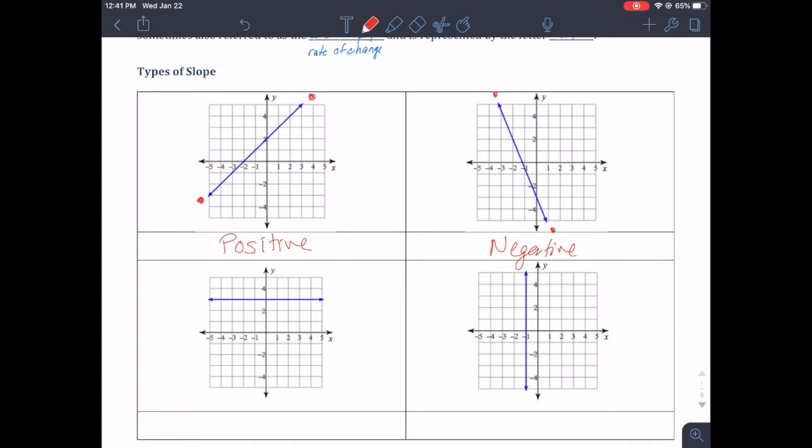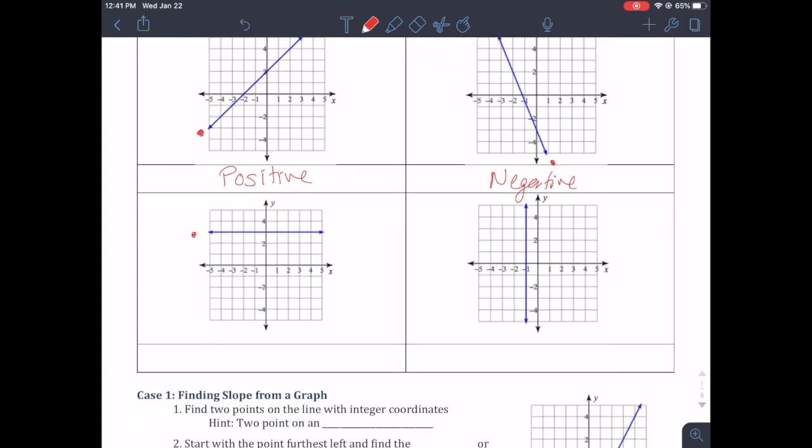Now what happens if from left to right we're not going up or down? Well, what's right in between up and down? Zero. So this has a zero slope. Now the trickiest situation is when from left to right it doesn't go left or right at all, but it does go up and down. We'll talk more about why this is the case, but since we can't really describe this numerically, we would say that the slope is undefined.